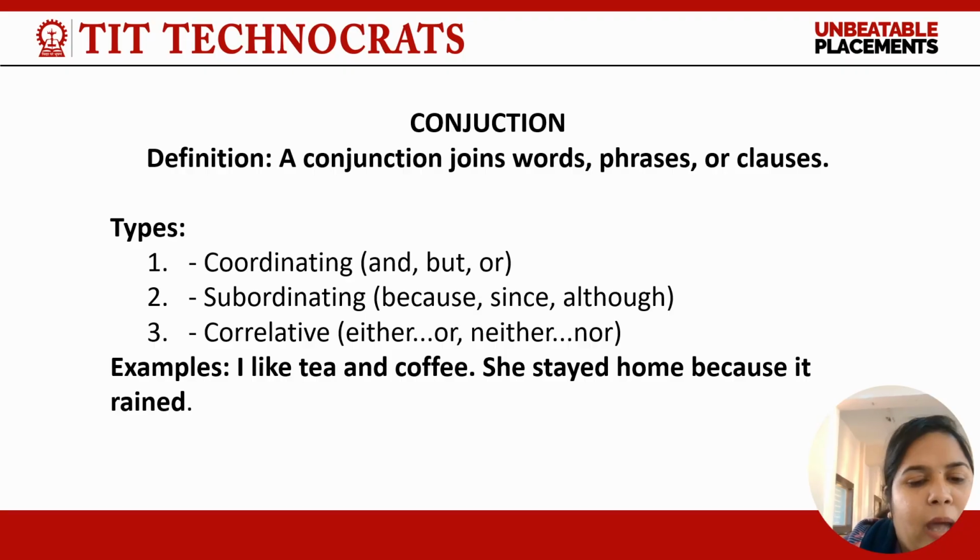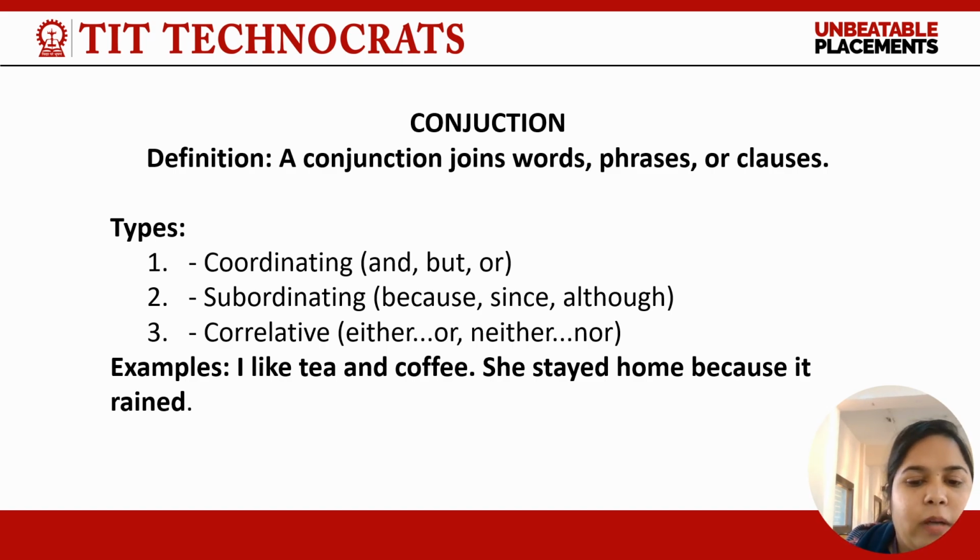Now have a look at a few examples of conjunction. The first example is, I like tea and coffee. This is the best example of a coordinating conjunction. She stayed home because it rained. Here, this is the best example of a subordinating conjunction. Now, you have to give me another example of correlative: either, or, neither, nor, and so on.